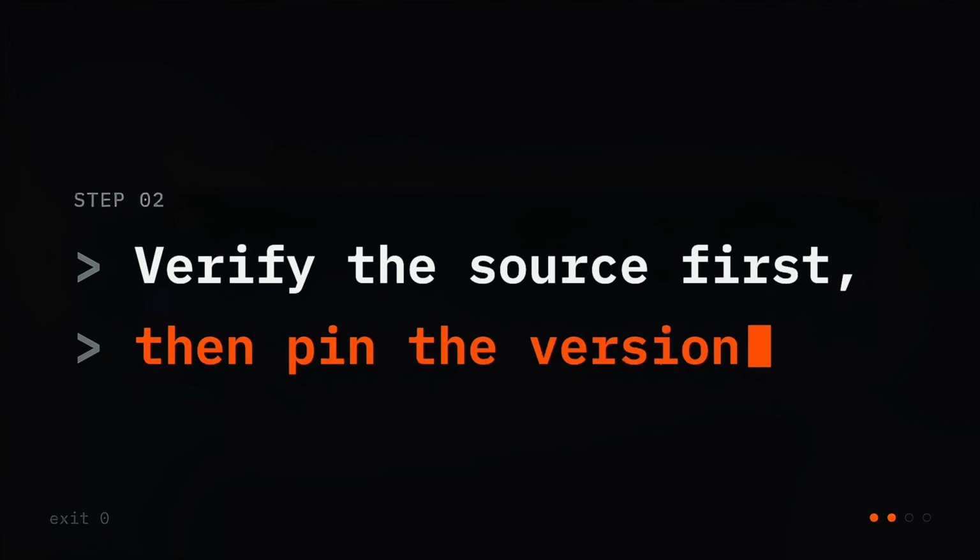Number 2, verify the source first and then pin the version. After you confirm that the package is legitimate, pin that exact version you reviewed. Do not allow a sensitive dependency to update automatically without checking what changed. Always review the update first and then install it deliberately. But the order matters here. A pinned package from an impersonator is still a malicious package. First, verify where it came from, then pin the version.